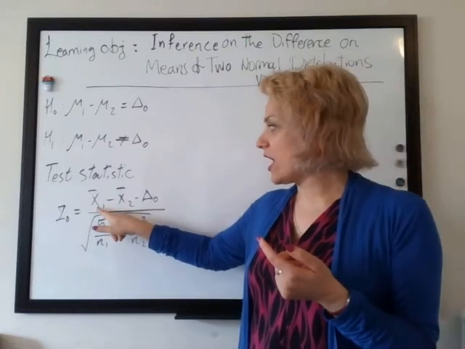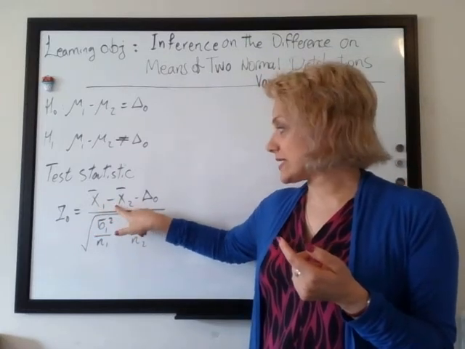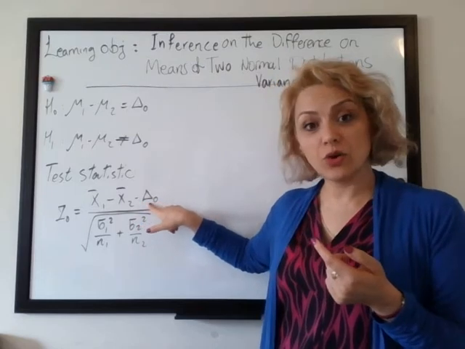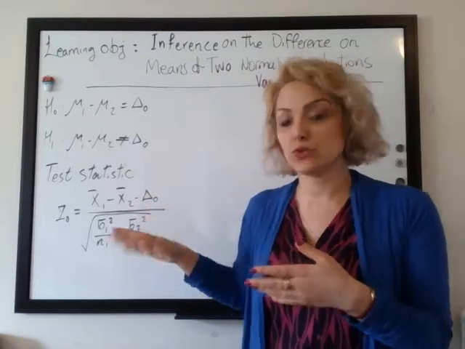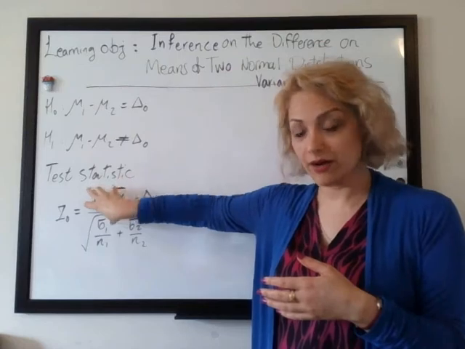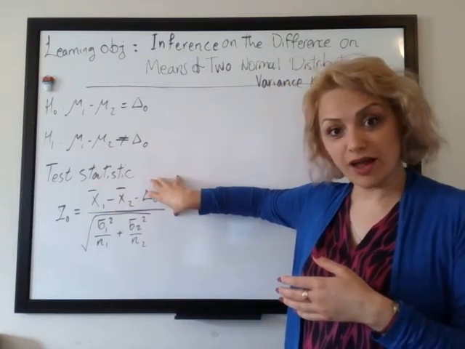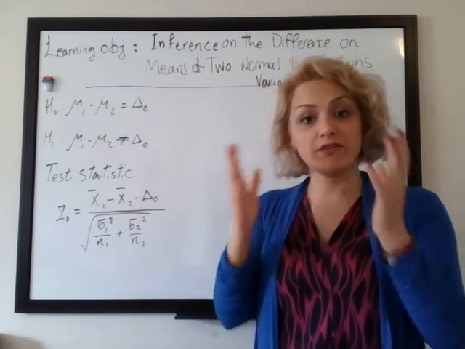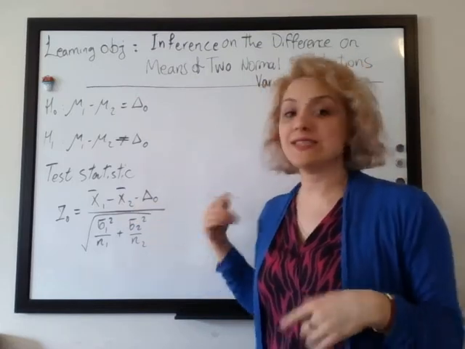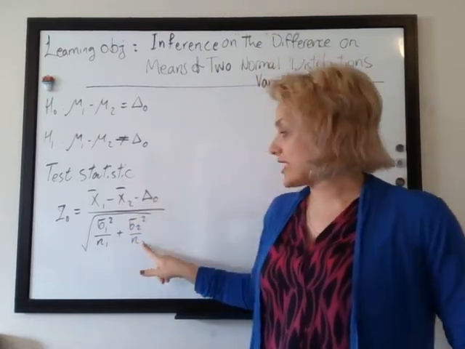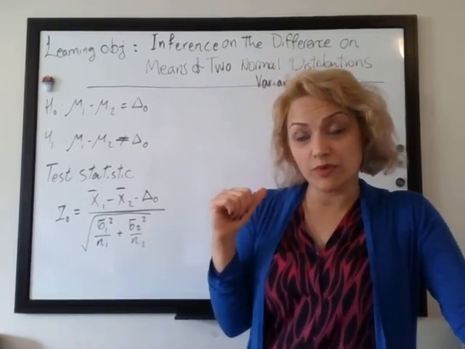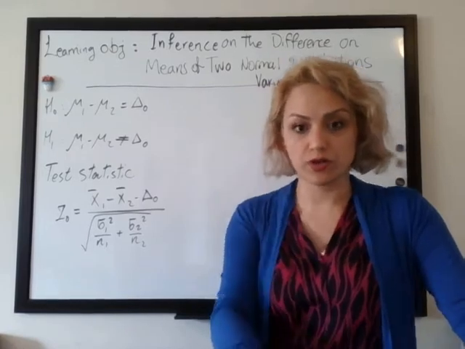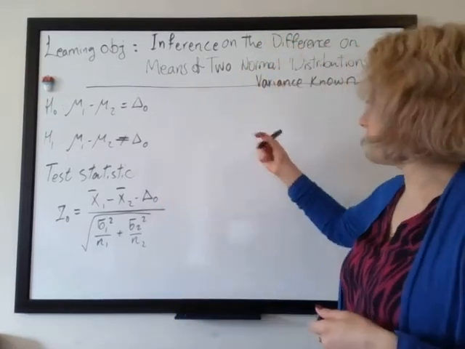Look, it's very interesting: x1 bar minus x2 bar, and then minus delta null, which is mu1 minus mu2. So we have x bar here and mu here, right? Whatever we have for x bar minus whatever we have for mu. And this is our standard error. For the standard error, previously in case 1 of the one sample, it was sigma over the square root of n, right? So I'm going to write down a side note here.